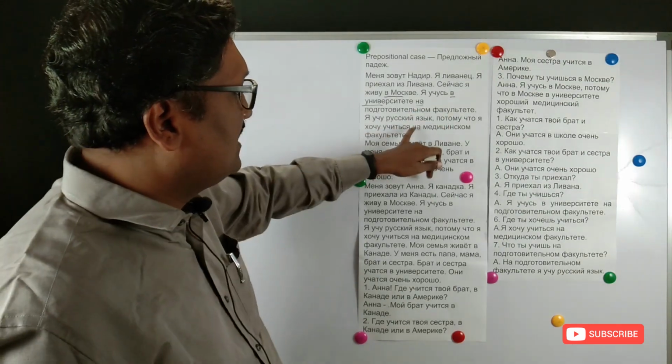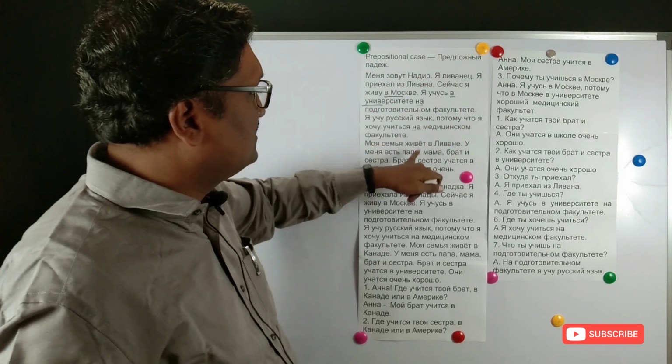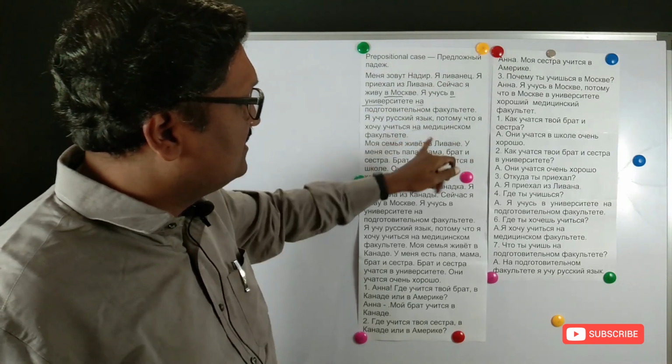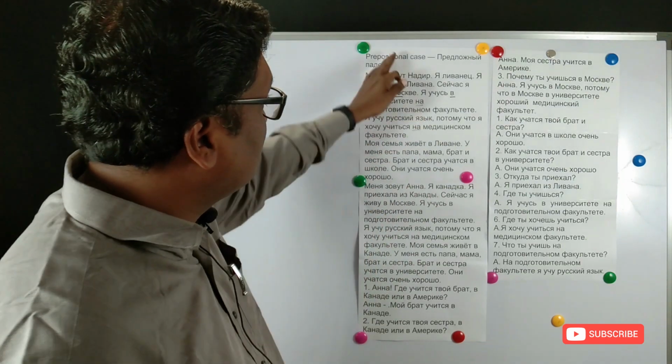So "va" and "na" are used as prepositions in the prepositional case, and at the same time the forms of adjectives and nouns are getting changed. That is the basic observation of the prepositional case.